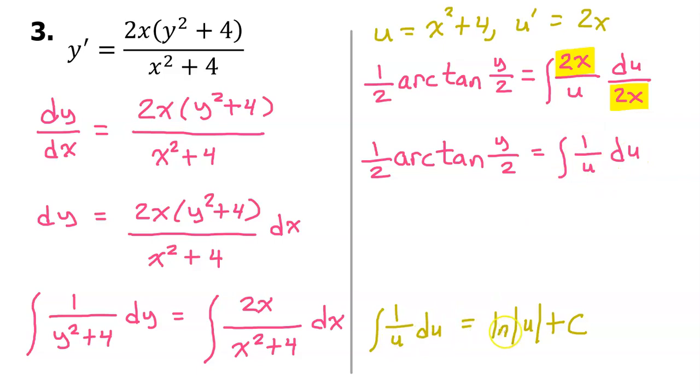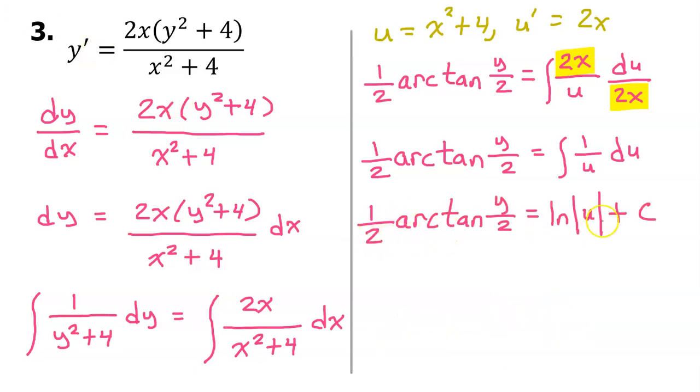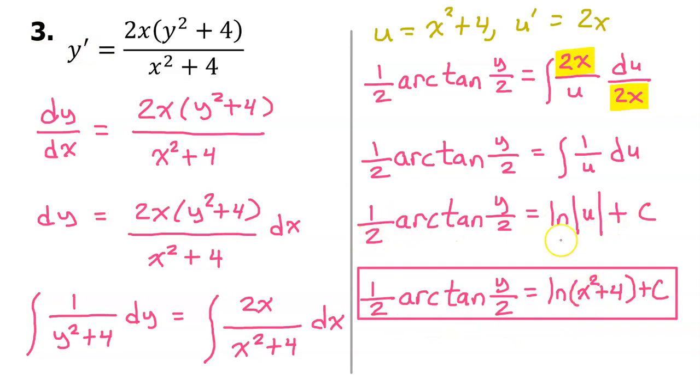But this is another memorized rule. The integral is natural log of the absolute value of u plus c. So now we have this. Substituting x squared plus 4 back in for u, and we have the solution to the differential equation. Notice that we no longer need the absolute value symbols because x squared plus 4 is always positive.